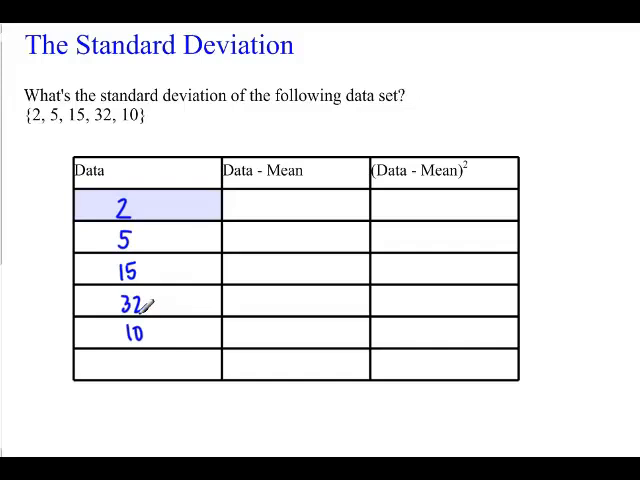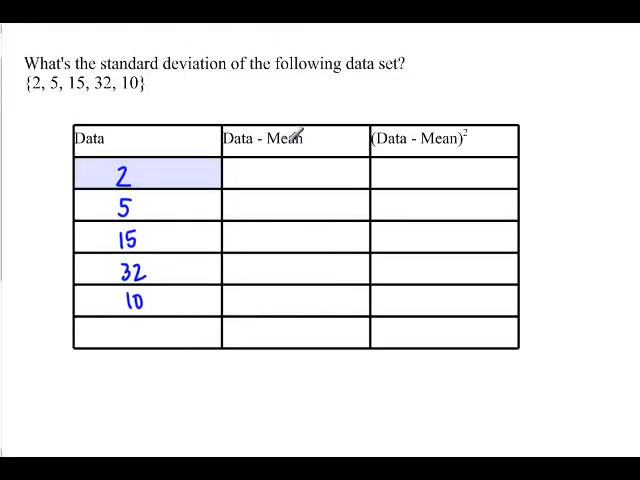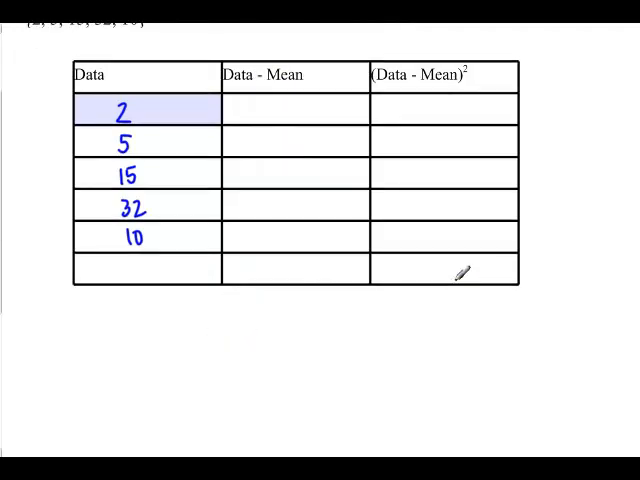that it's listed. Now the second column of the chart wants us to take each data value and subtract the mean. Well, we don't have the mean, so we'll have to go and calculate it first. So we'll need a total of the data values. And if I add those together, I'll get 64. The mean is going to take the 64 and divide by the number of values that we have. So 64 divided by 5 is 12.8.